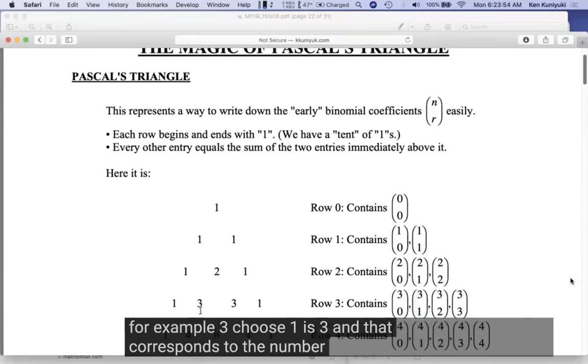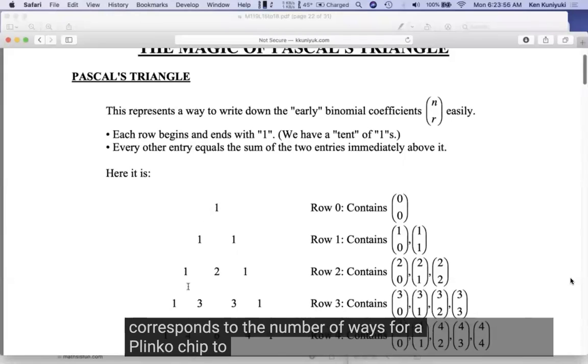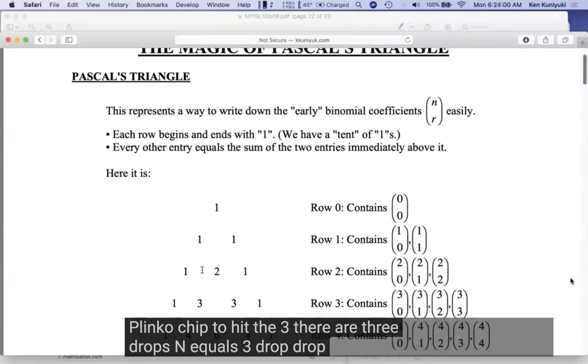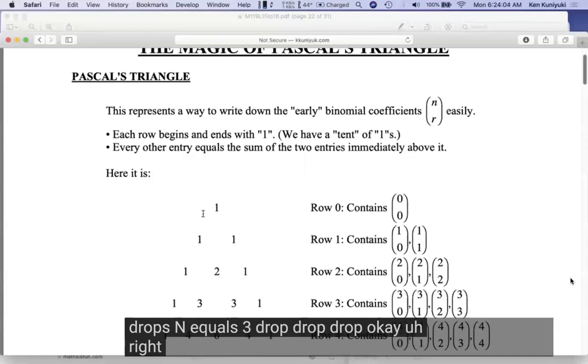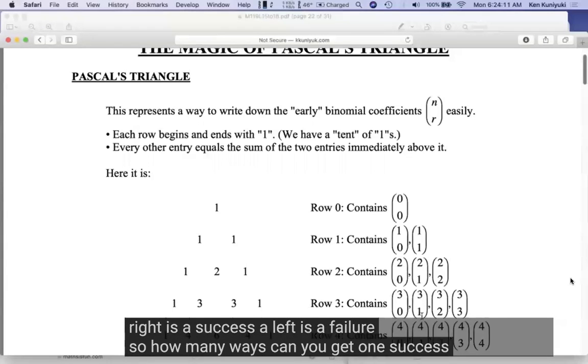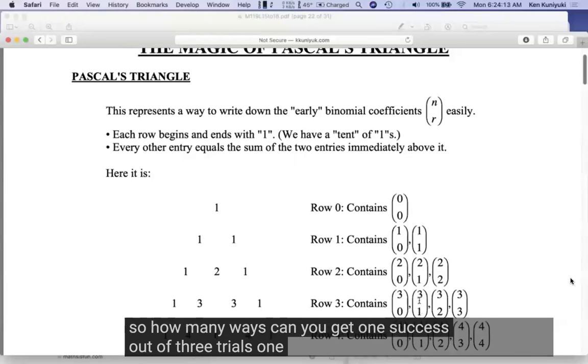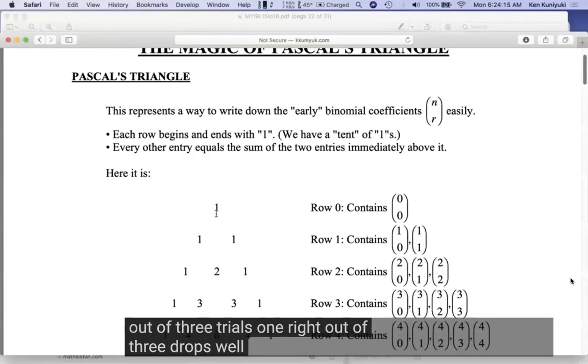And that corresponds to the number of ways for a Plinko chip to hit the 3. There are 3 drops, n equals 3, drop, drop, drop. Okay, a right is a success, a left is a failure. So how many ways can you get 1 success out of 3 trials, 1 right out of 3 drops? Well, left, left, right, left, right, left, and right, left, left. 3 choose 1 is 3.